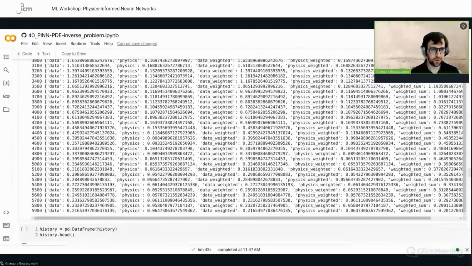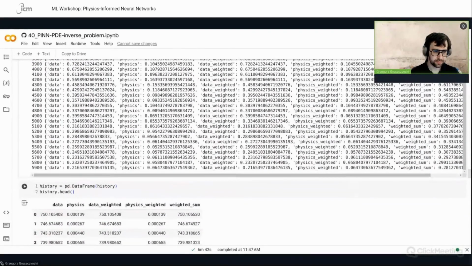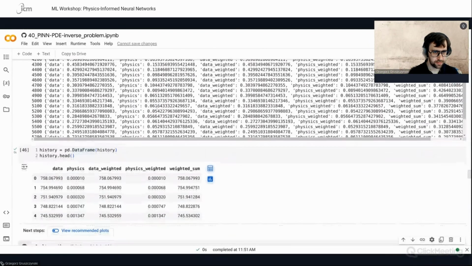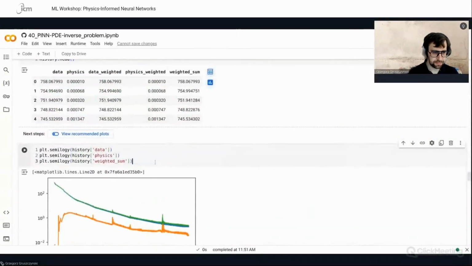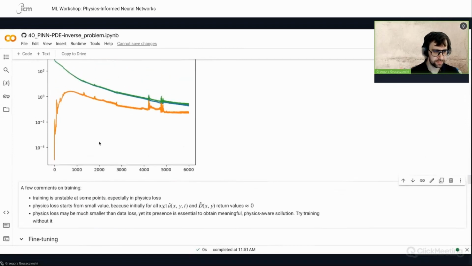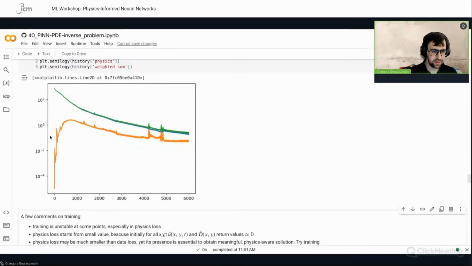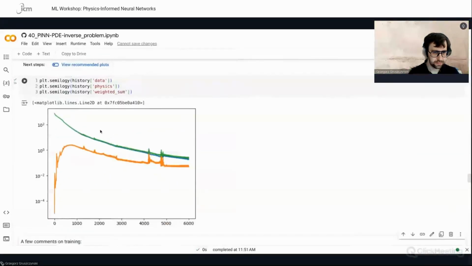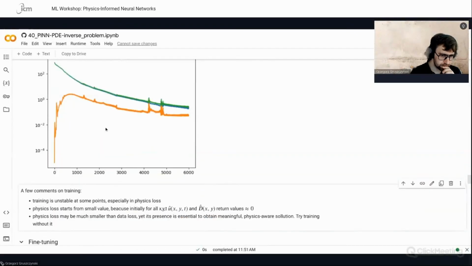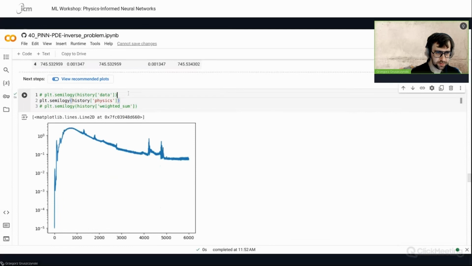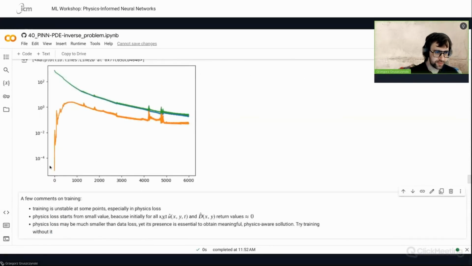Here's the value of our loss, which we can print on the log axis. And now we have a few comments. The first comment is that the physics-informed loss, the orange one, was very small at the beginning.